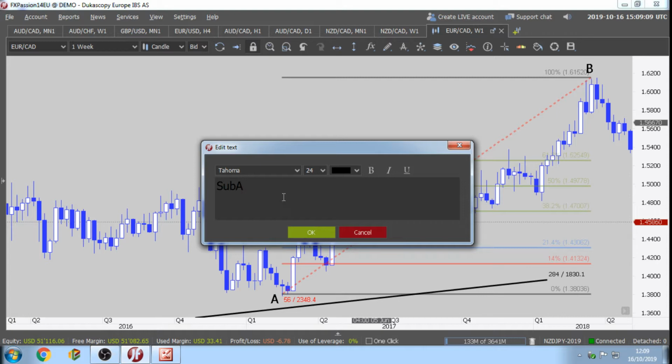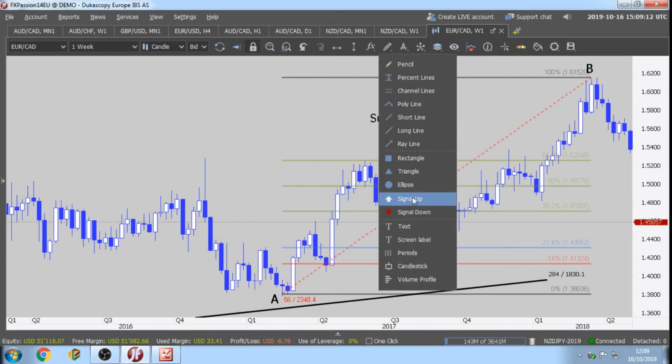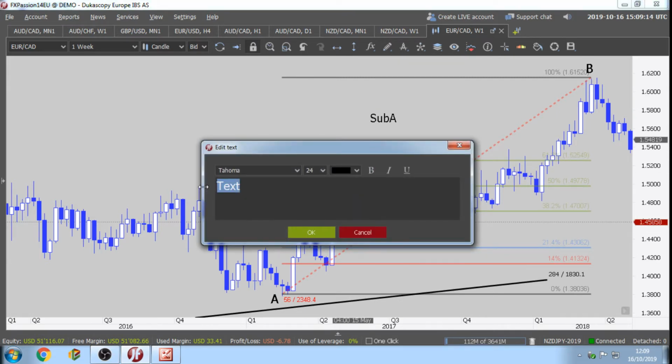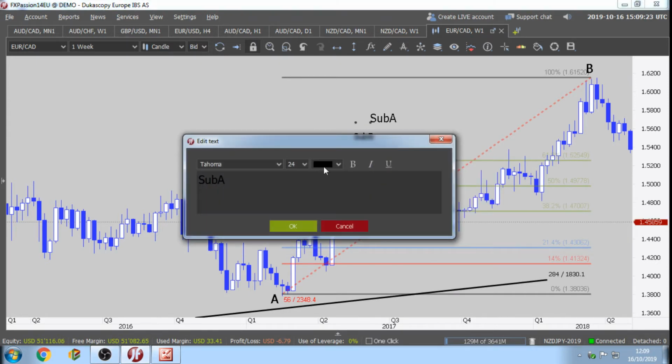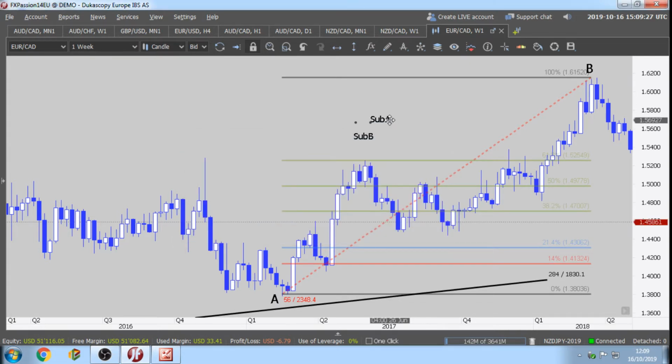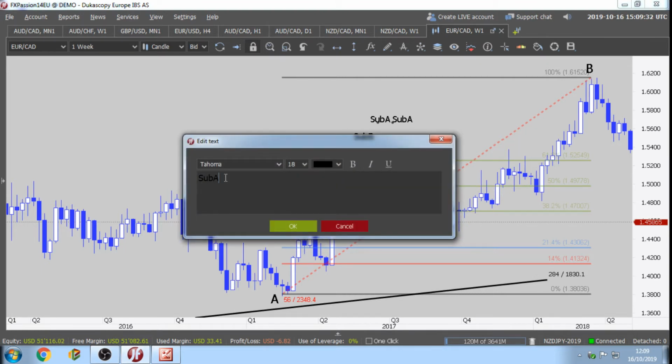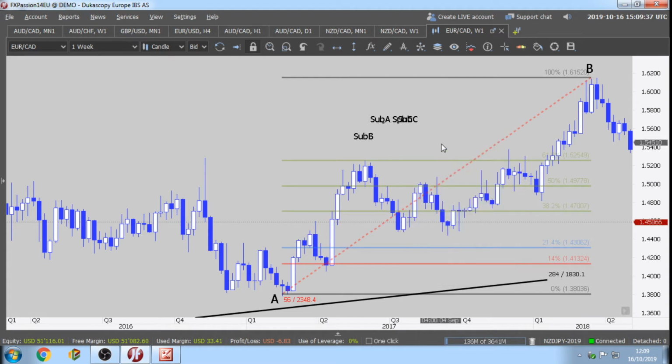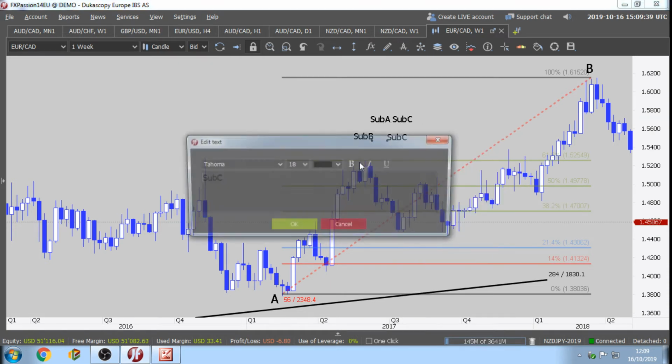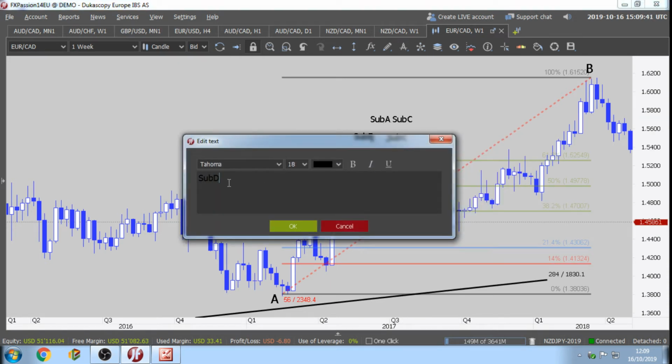Sub A. And I'm going to have the sub B. Sub B. Okay, let's make it smaller, like 18. Sub A, also 18, there you go. Sub A, sub B, sub C, and clone one more time, and this is going to be our sub D.